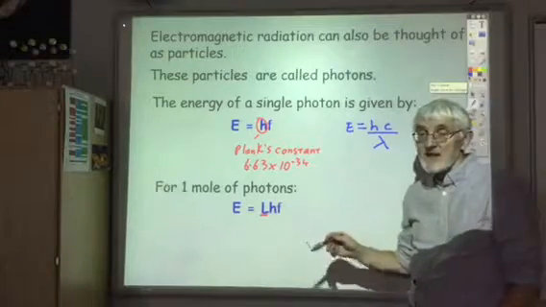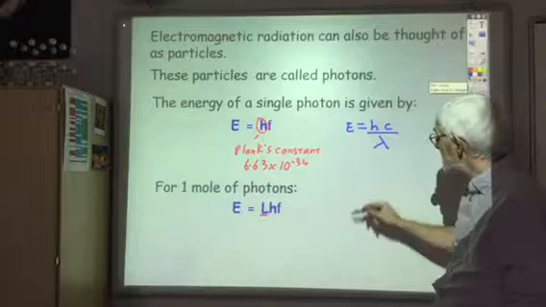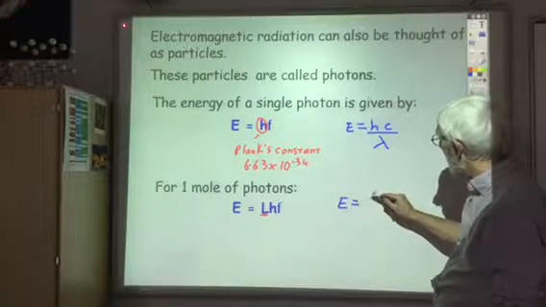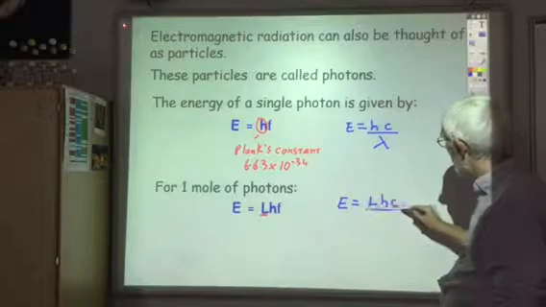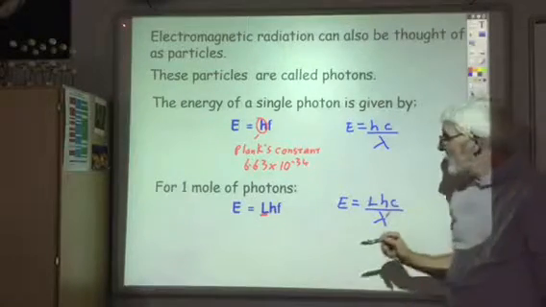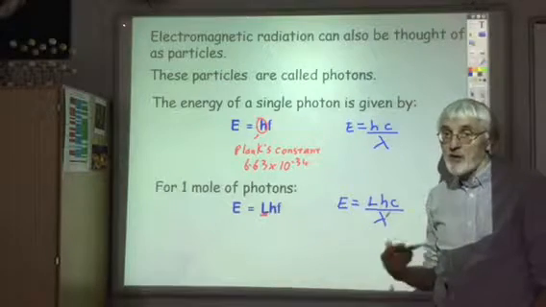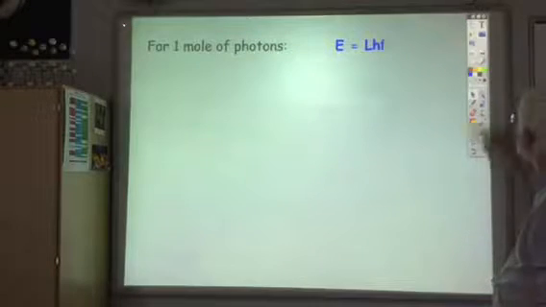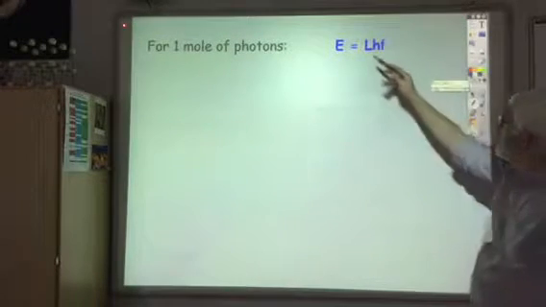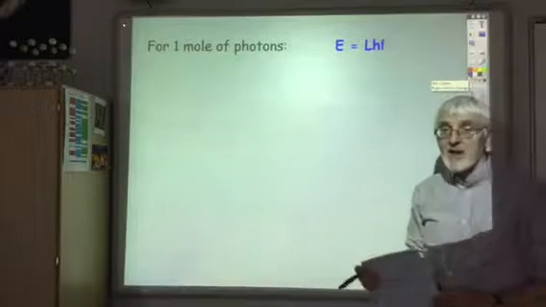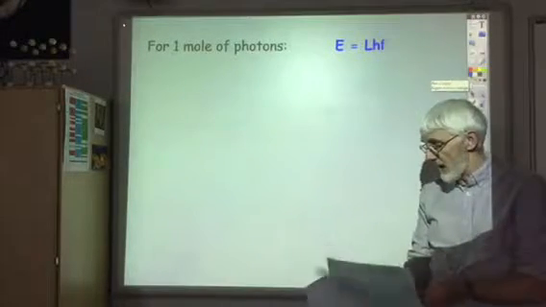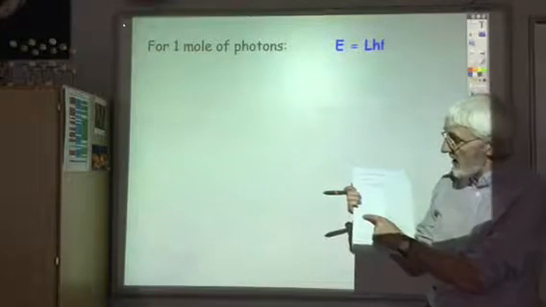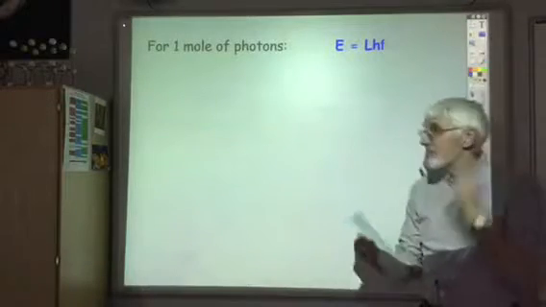Once again, sometimes we're given the wavelength instead of the frequency, so another way of writing that equation is E equals LHc over lambda, and using that we can work out the energy associated with 1 mole of photons. So this equation, E equals LHf, is the equation that you are given in the data booklet with all the other equations. E equals LHf.